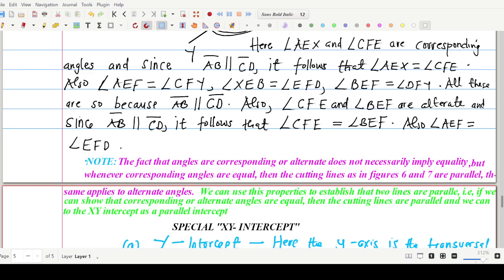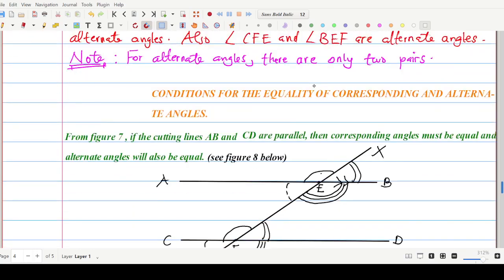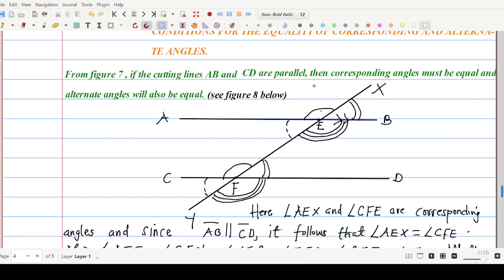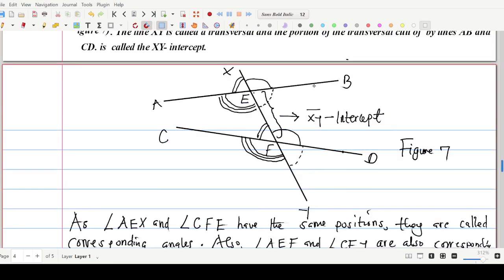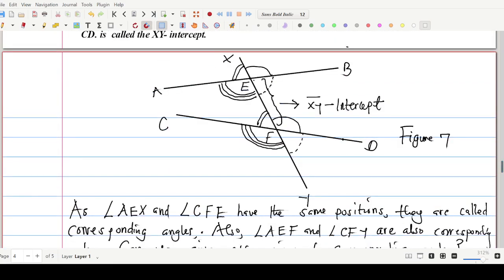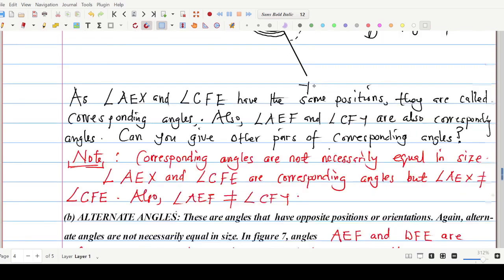Now I want to look at special intercepts. Let's discuss intercepts. What is an intercept once again? In passing, we said an intercept is the portion of a transversal that is cut off by two lines. Let's go back to that figure. Over here you see the line FE is the intercept, but in this case it's a parallel intercept because the lines are parallel. In figure 7 here, the intercept is EF also, but it is not a parallel intercept. All right, so this portion of the transversal that is cut off is regarded as an intercept.